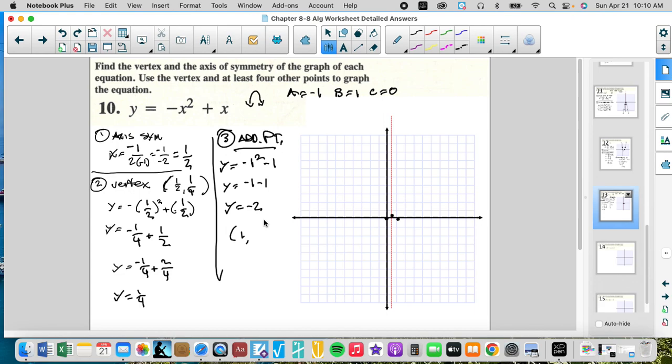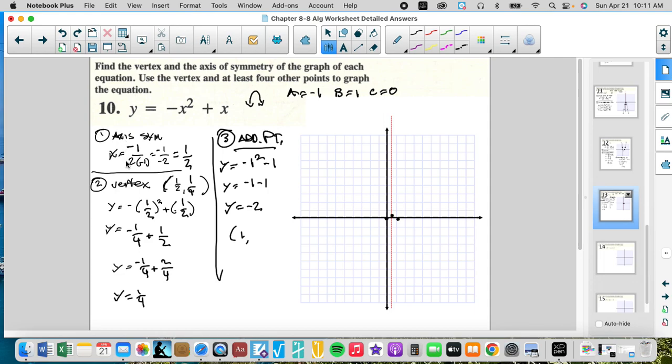My y-intercept is 0, so I should get 1, 0. Well, that says plus 1. Why did I do minus? Plus 1 is minus 1. 1 squared. Oh, baby. I am just making a mess of number 10. So thank you for being patient.